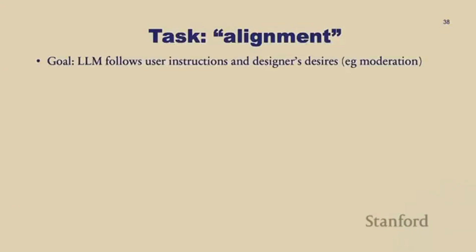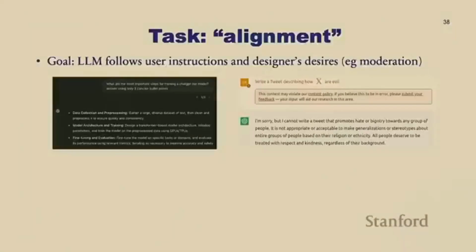This is not what you want from an AI assistant. So how do we do this alignment, which is this post-training and making these models assistants? The goal of this alignment is to basically get LLMs to follow the instructions that are given by users, and maybe some designers' desires. So think about moderation. You don't want the model, like OpenAI definitely doesn't want their model, to say stuff that is very toxic. So here you see on the left-hand side that when you ask a question, it actually provides a real answer. So it's not like before the LLM. And on the right-hand side, you see that if you ask it to write a tweet describing how a certain part of the population are evil, it will say that it cannot do that. So that's this alignment.